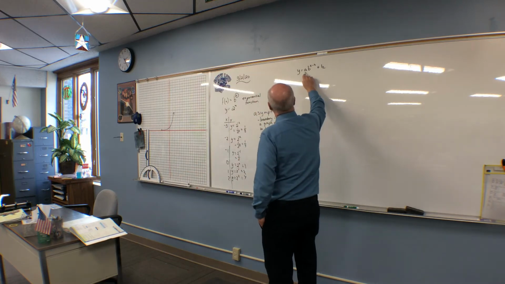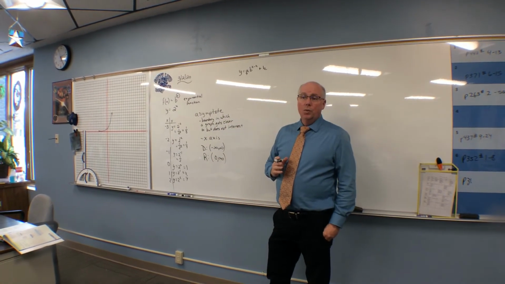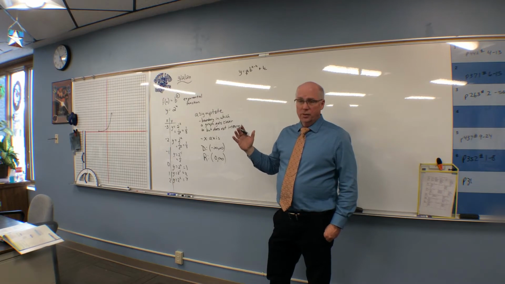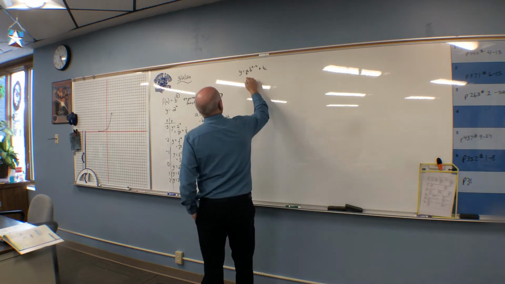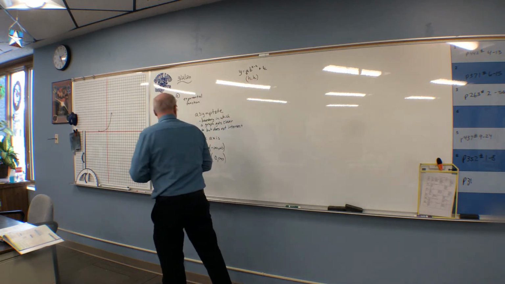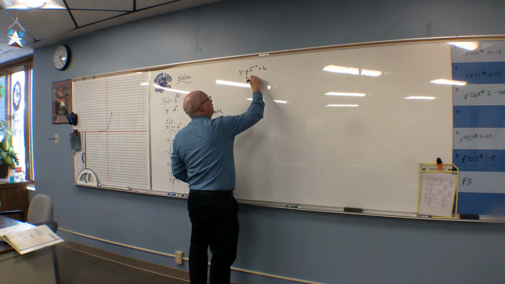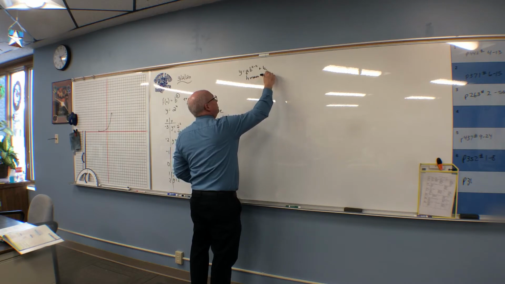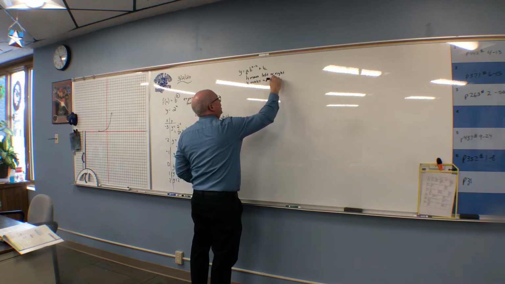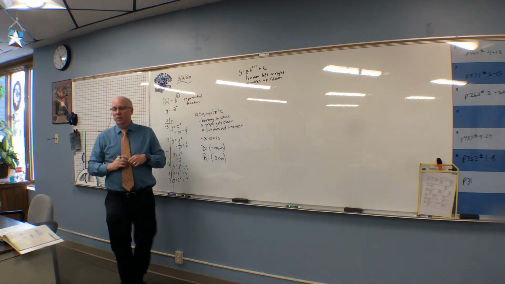Okay, a affects it much like a would in a parabola. Remember, we go up faster, okay? But h and k move it. Well, I better not write it as an ordered pair, because you'll think it is an ordered pair. h moves it left or right, and k moves it up. In other words, h moves horizontally and k moves vertically.